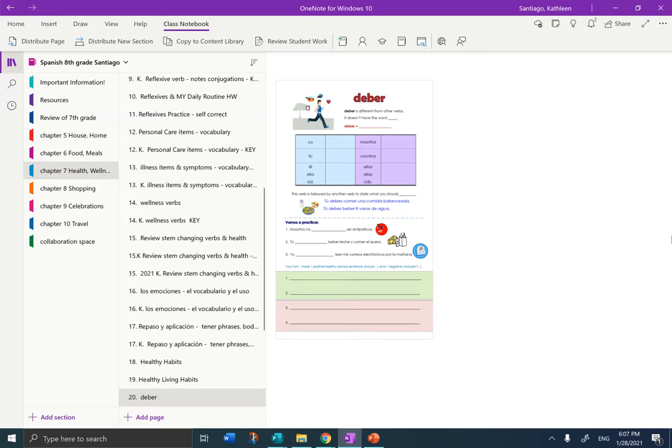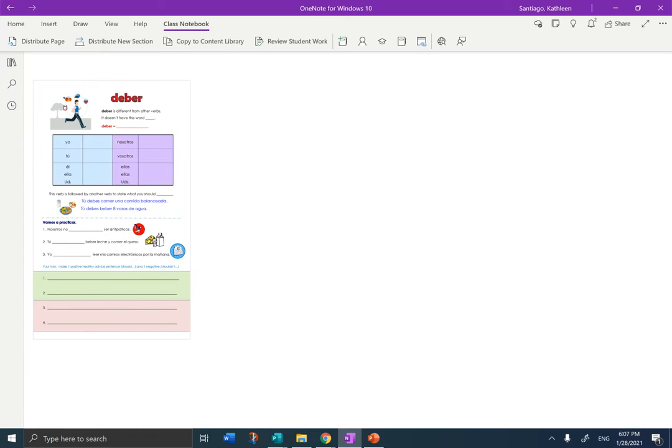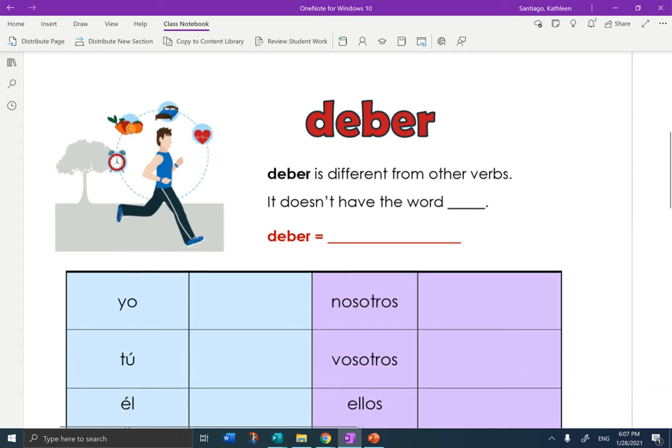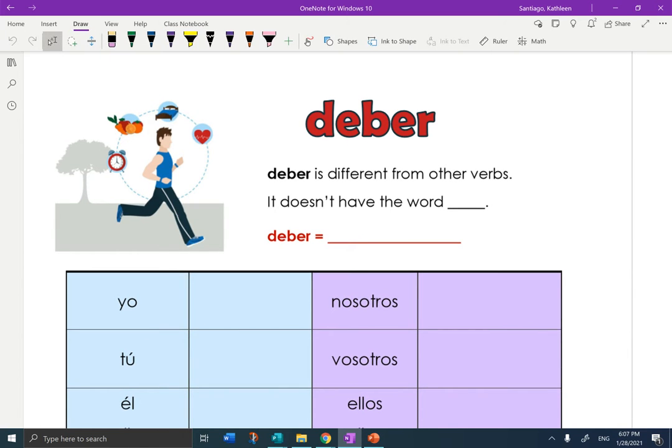And today I am going to help you understand and take notes on the verb deber. I am in your OneNote, chapter 7, page 20. I'm going to eliminate the table of contents and make the page big so that we can take notes. Okay, so deber. Deber is different from other verbs. It doesn't have the word to.